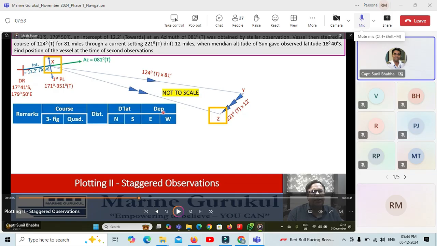Beta, if you find the position X using a diagram, you will have to make two plots. One plot will be to find the position X. Then another plot will be where Z is, where you will make both the PLs. So that is going to make it more complicated. And when you are going to use the calculation method for this course and distance, 81 miles and the current vector 12 miles, you will be using calculation method. Why not use calculation only from DR to X also?